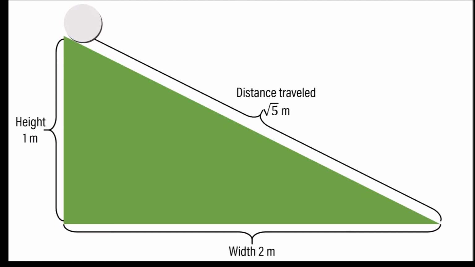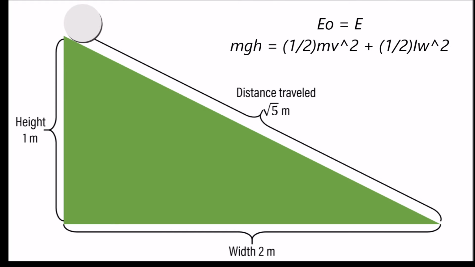Here is a representation of the hill that the coins will be racing down. It is 1 meter high, 2 meters wide, giving the hypotenuse a length of root 5 meters. The first thing we had to do was find the final velocity. To do so, we decided to use the conservation of energy theorem. This theorem states that energy initial equals energy final.